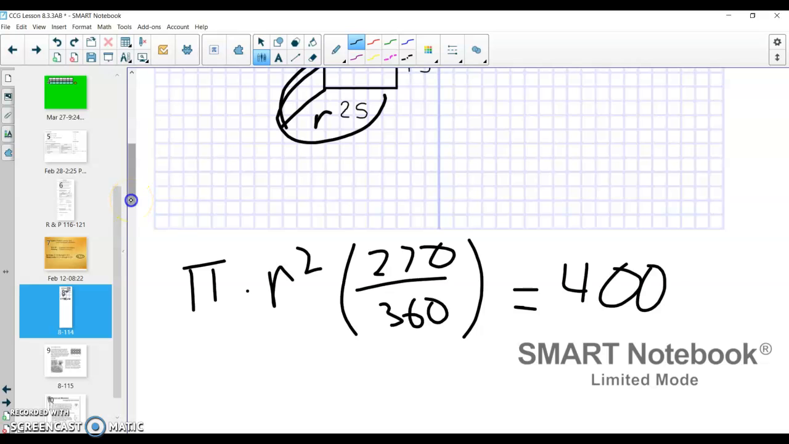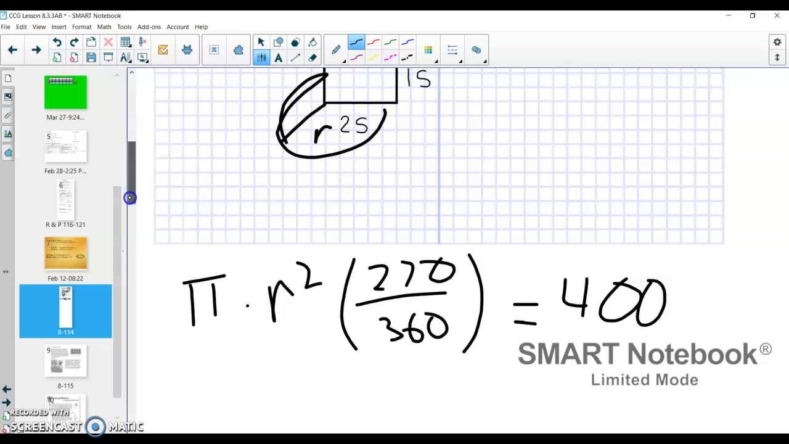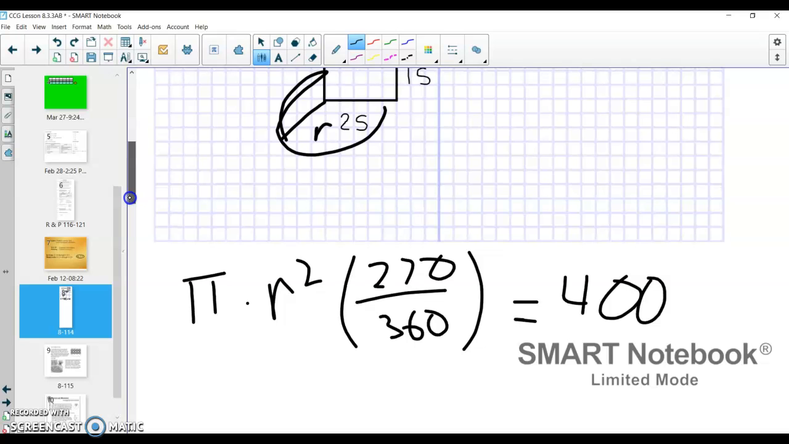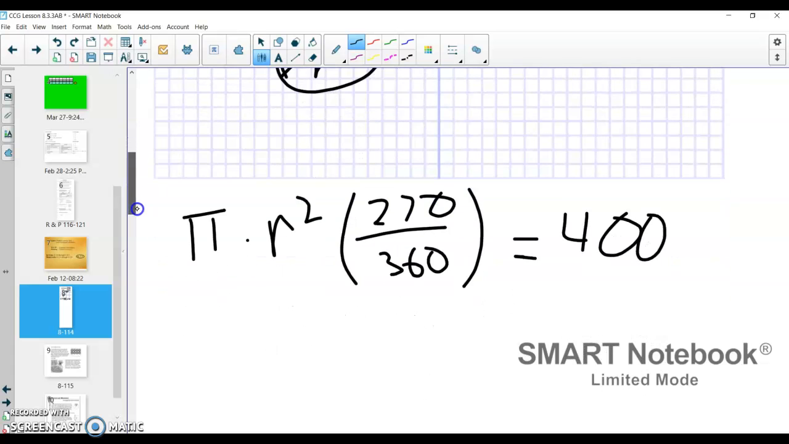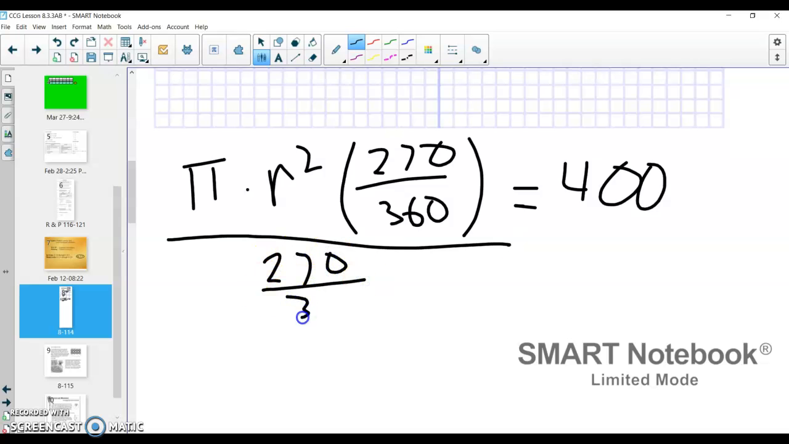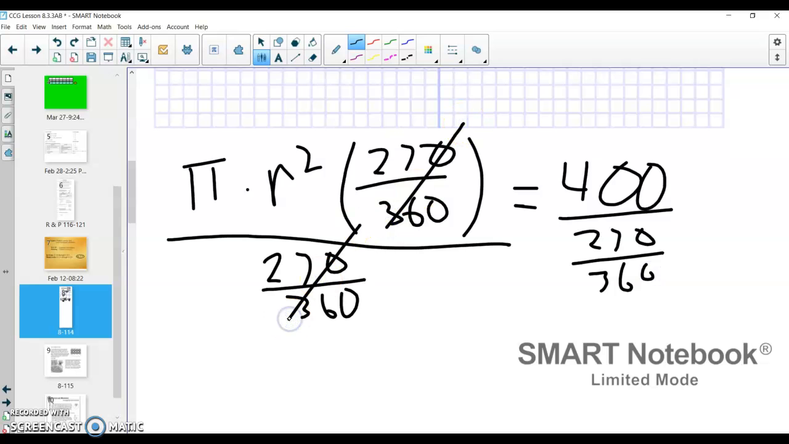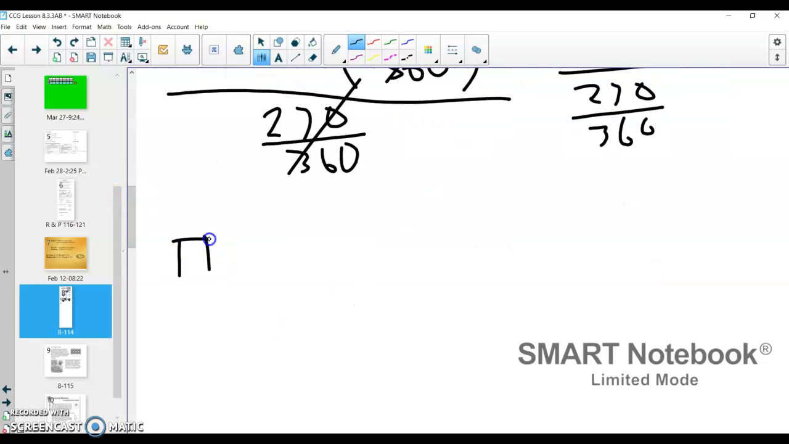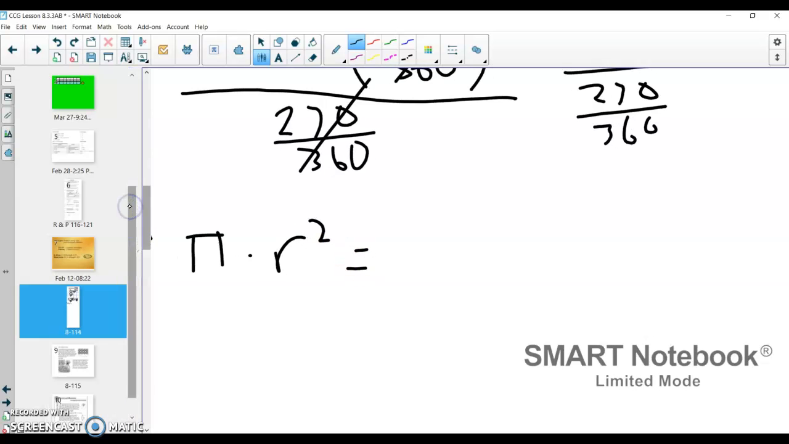And honestly, with this setup here, I believe I'm able to solve for the radius and come up with how long my rope has to be. The first thing I'm going to do is divide both sides by this fraction, 270 over 360, so that this goes away, and I'm just going to be left with pi times the radius squared equals whatever that division gives me on the right side.